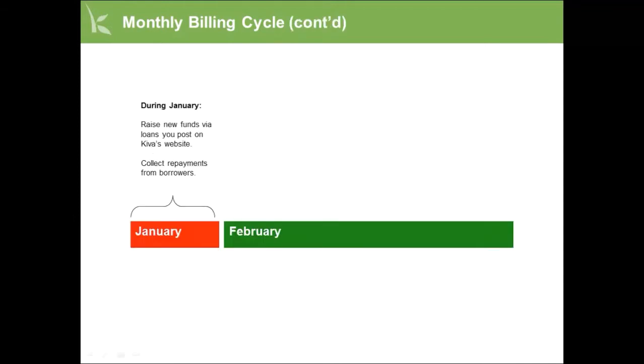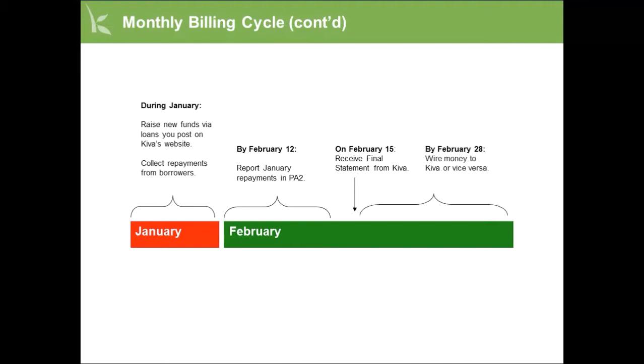Here is a graphic that depicts the billing cycle for a sample month. In January, your organization raises new funds via the loans you post on Kiva's website. At the same time, you collect repayments from borrowers. By February 12th, you must report to Kiva all of the repayments that you collected as of the last day in January. On February 15th, Kiva will calculate the net balance and email a final statement to your organization. And finally, any wire transfers to settle the balance must be made by the end of the month.